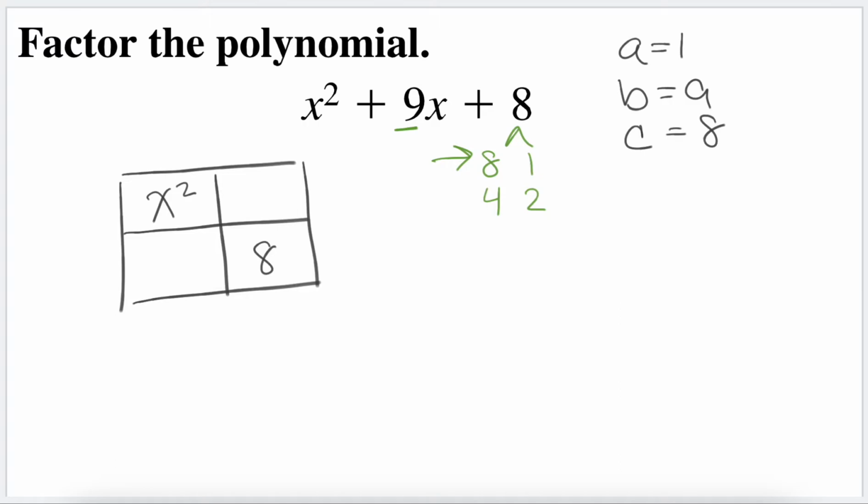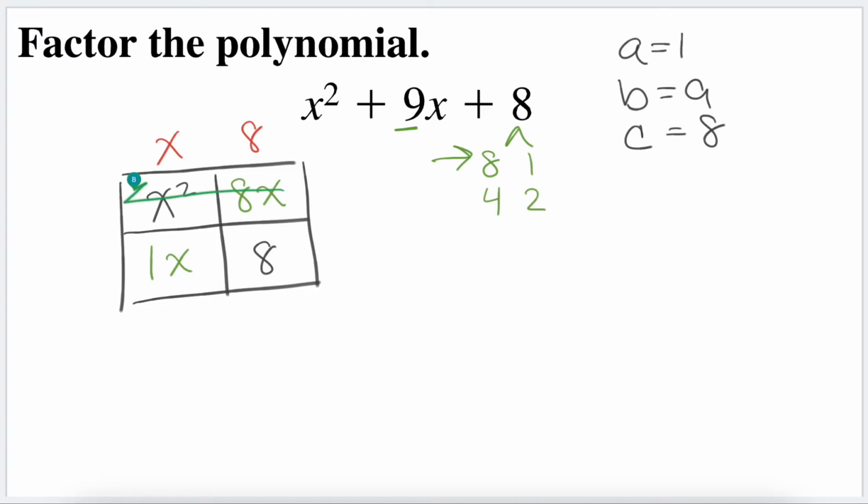So we know that 8 plus 1 equals 9. So here I'm going to have an 8x and a 1x. And then I'm just going to pull out my factors from each row and column. So in common of x squared and x, I can pull out an x. From here, I can pull out an 8.